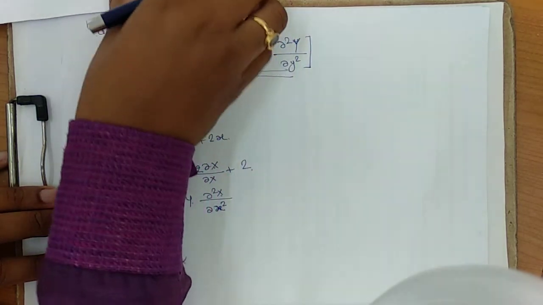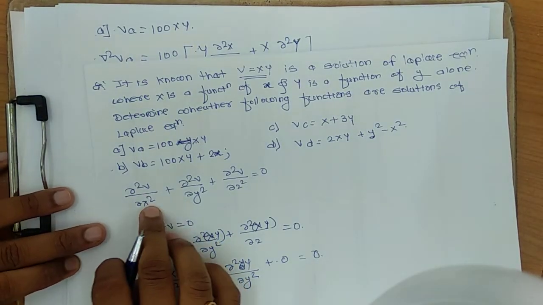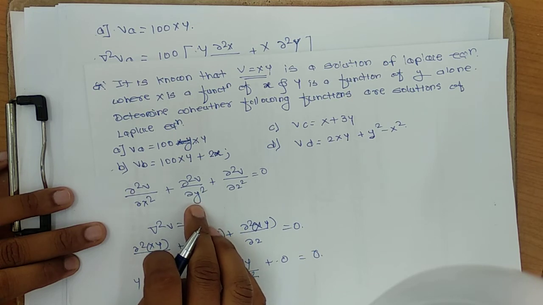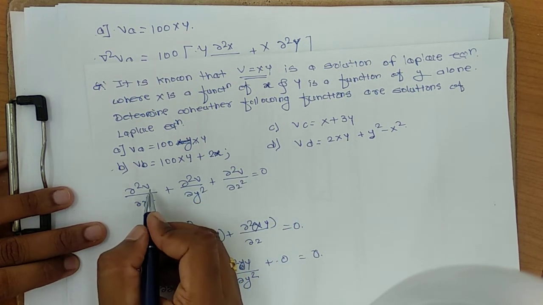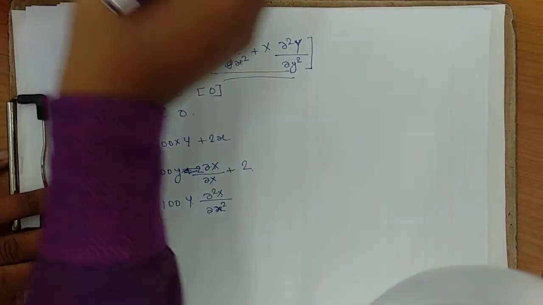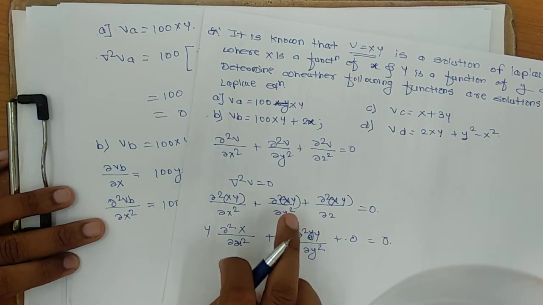When you are calculating this, ∂²V/∂x², ∂²V/∂y², ∂²V/∂z². So we have calculated for Va, now we are calculating for Vb. Instead of V, we will put Vb. So ∂²Vb/∂x² we have calculated. Now we have to calculate this second one.